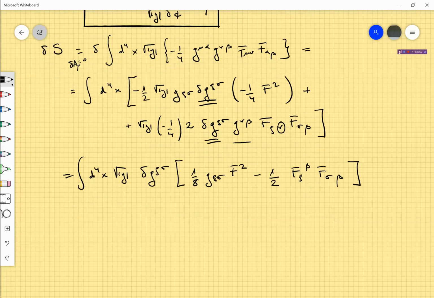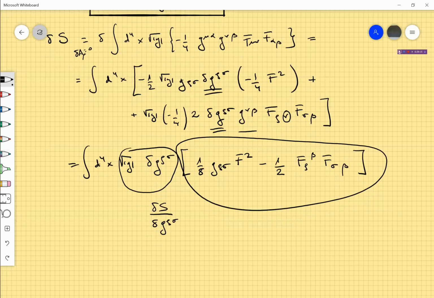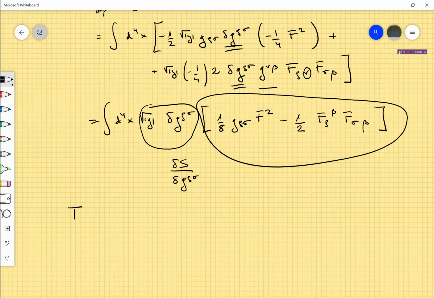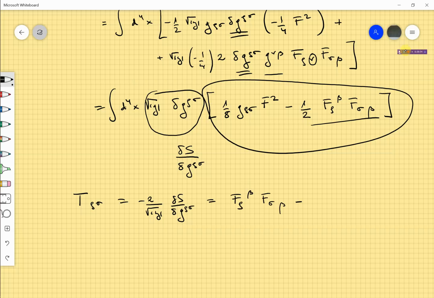Okay, now I know that this is the variation of S with respect to g rho sigma, and then the energy momentum tensor, the gravitational energy momentum tensor of the electromagnetic field with the indices down, because I am varying with the indices up, which is given by minus 2 divided by square root of g, delta S over delta g rho sigma with the indices up, is: first I write this term because with the minus 2 gives me a positive number, f rho beta f sigma beta, and then the other term, which is minus 1/4 g rho sigma f squared.